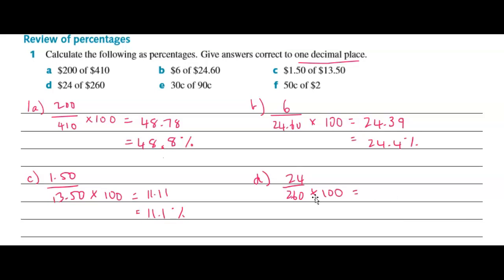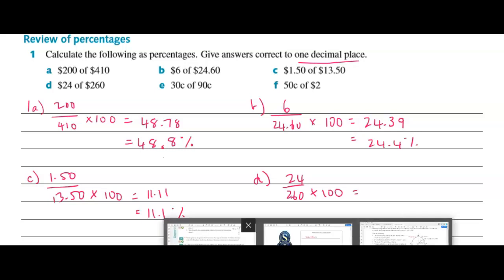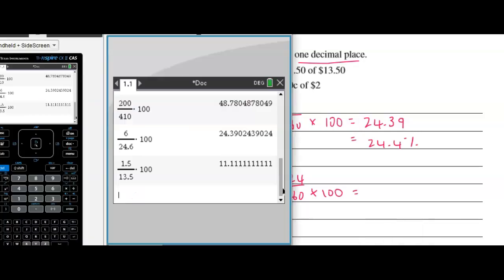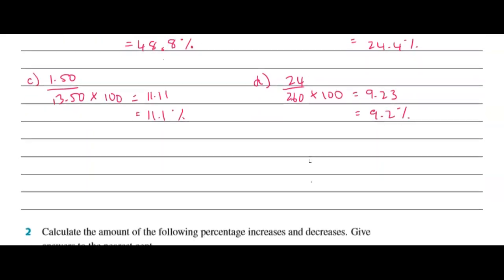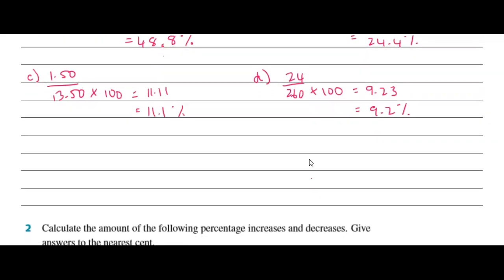Question D, we've got 24 over $260. And we times it by 100 to convert it into percentages. So 9.23. So 9.2%. And perhaps stop here and have a go at doing E and F on your own. I'm going to write them anyway, so it's up to you whether you pause.